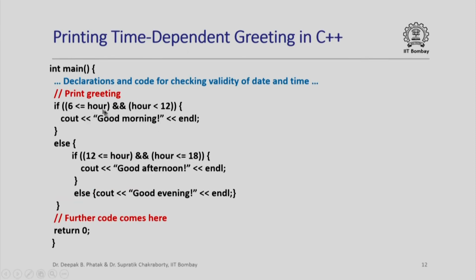What do we do after that? We are going to print a greeting, and this greeting is time dependent. So we check whether the hour is between 6 and 12. If so, we print good morning. Otherwise, if the hour is between 12 and 18, which is between noon and 6 p.m, we print good afternoon, and in all other cases we print good evening. This is how we print our time dependent greeting.